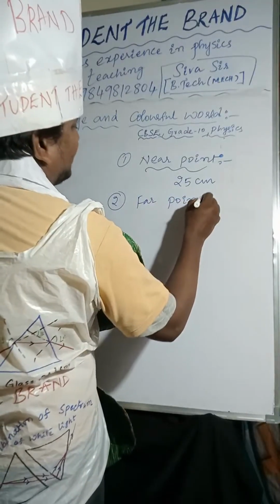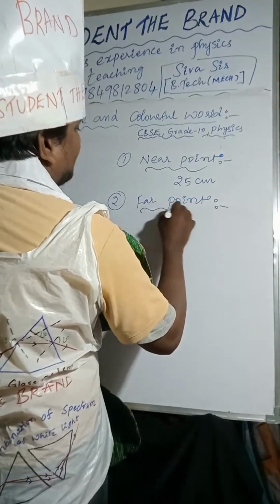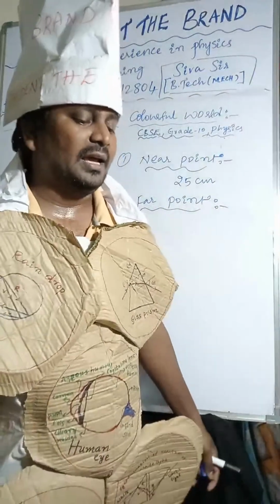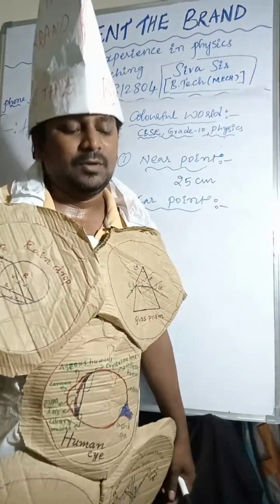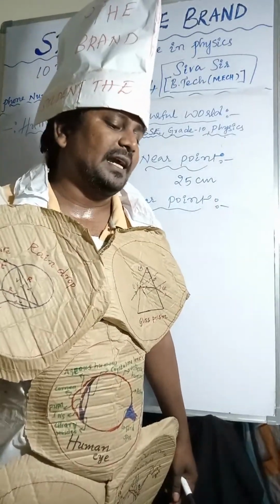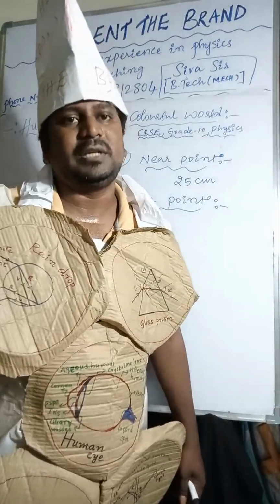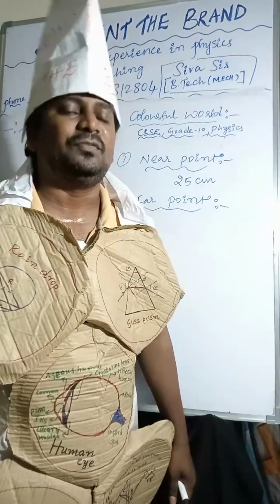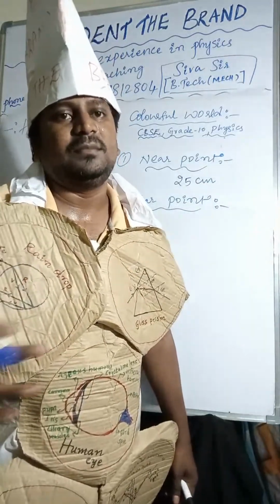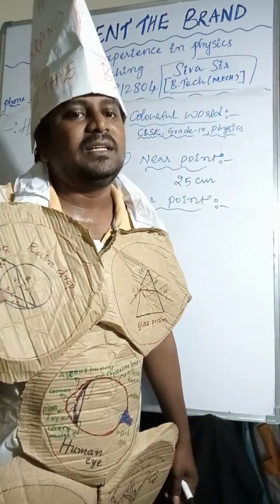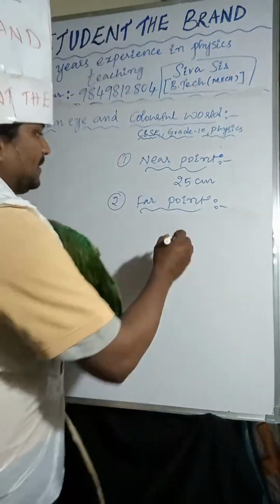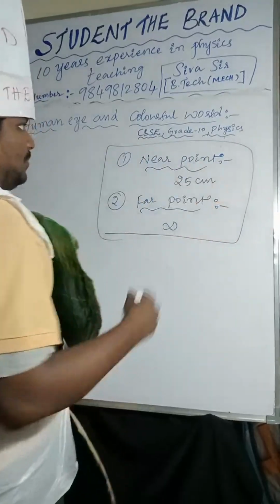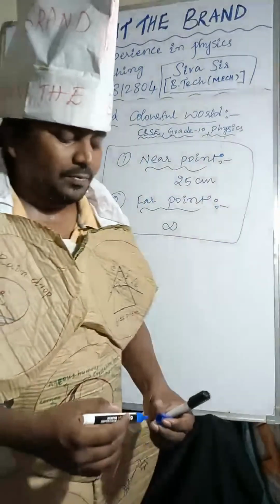Coming to the far point, the maximum distance up to which a person can see clearly without any strain is called the far point. So the far point is infinity for a normal, healthy person. The maximum distance is infinity for a healthy person. So this is about the near point and far point.